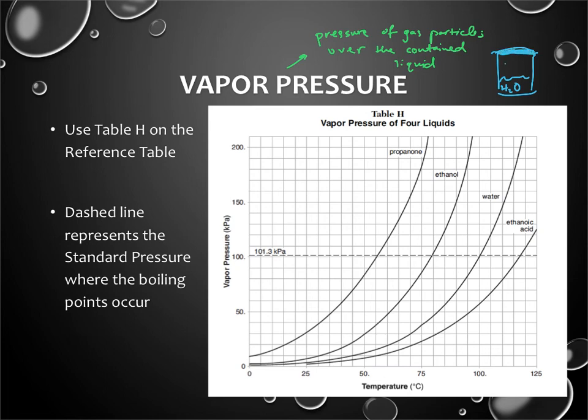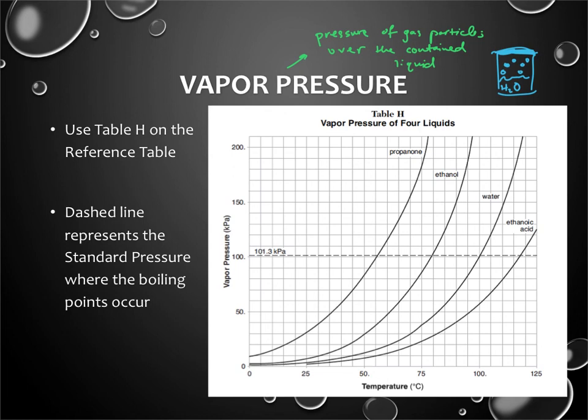When you have gas particles of H2O, the higher the temperature, as you start to heat up, you're going to have more of those liquid H2O evaporate into vapor, the gas form of H2O. The higher the temperature, the more vapor pressure is going to build up. And once that vapor pressure matches the pressure of the surrounding atmosphere, that's when you reach boiling point.